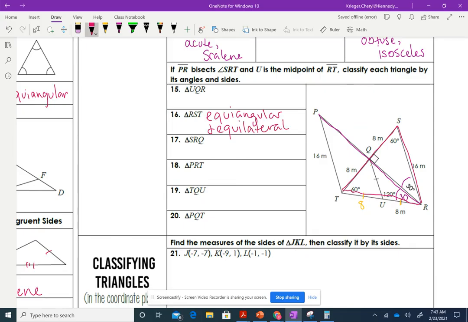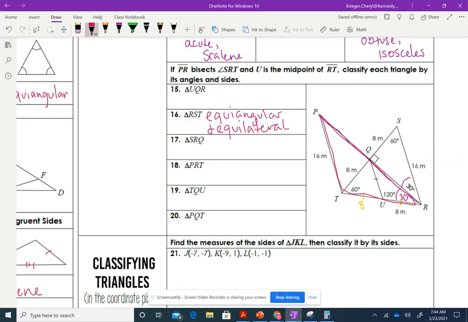All right, number 18. PRT. Well, definitely looks obtuse, right? And we know that here we have RT is 8 plus 8, which is 16. And PT is 8 plus 8, which is 16, right? It tells us that it's 16.